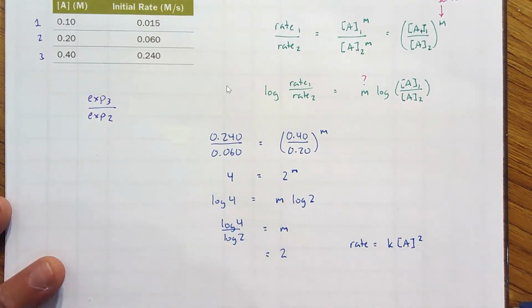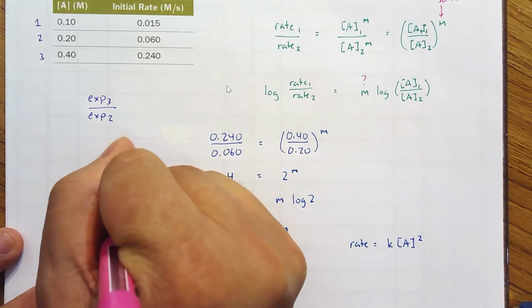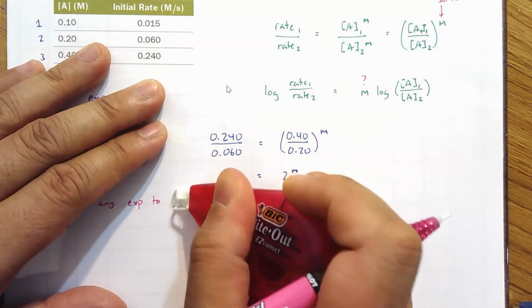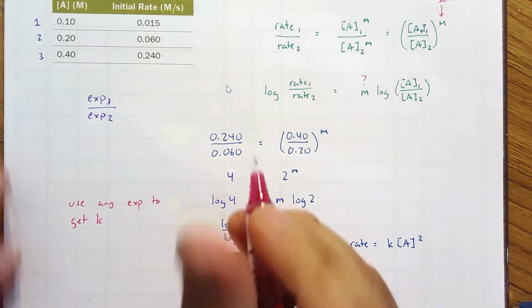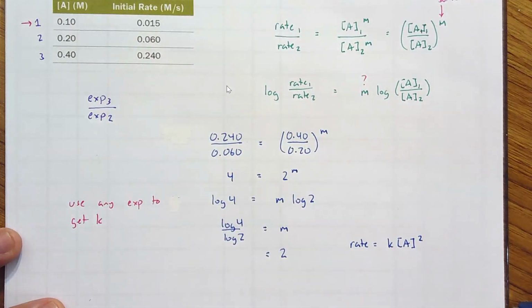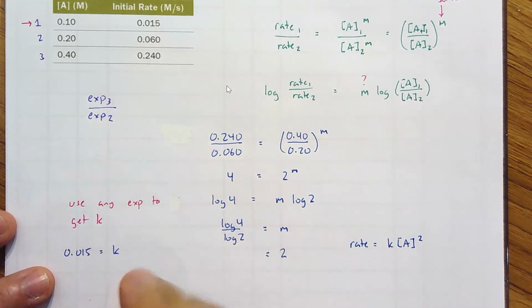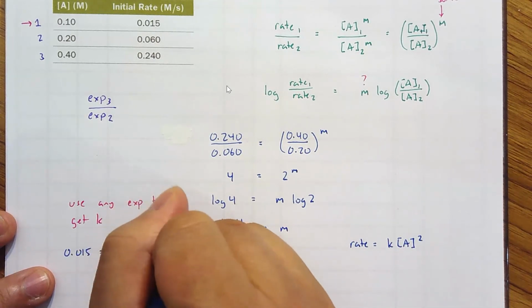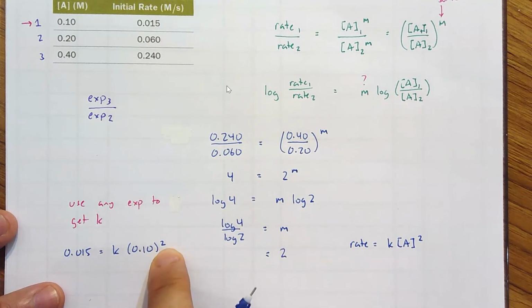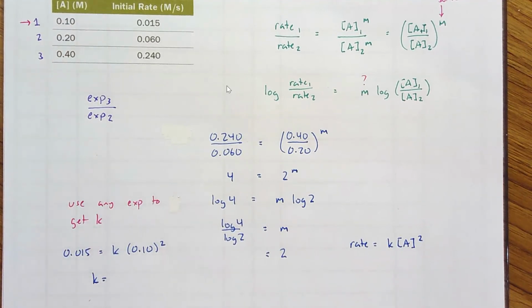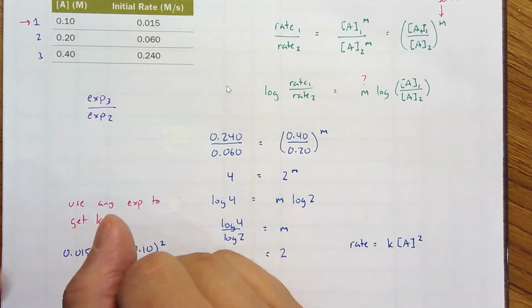Now, you could use any experiment or trial to get k. So we'll use experiment 1. You just plug and play. So the rate equals 0.015 equals k times the concentration of A, which is 0.10, and now we had figured out m already, it's squared. K theoretically should be identical regardless of what trial you use. That's why I said you could use any. K equals 0.015 divided by 0.1 squared. I got k equal to 1.5.